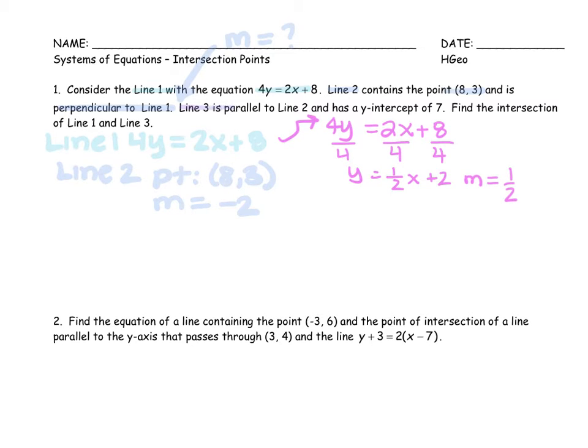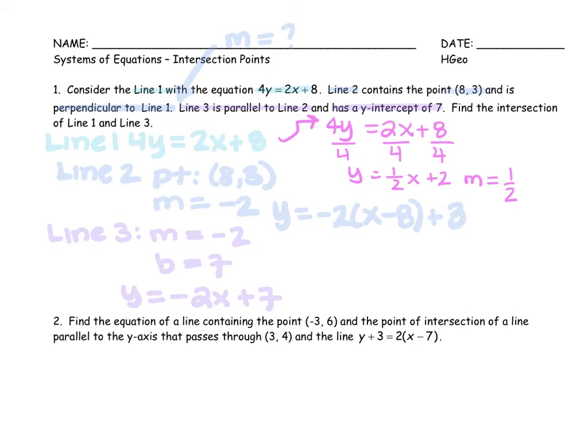Okay, line 3 is parallel to line 2, so that's going to tell me something about the slope. It's parallel to line 2, so it will have the same slope as line 2, and it has a y-intercept of 7. So I can write the equation of line 3 in slope-intercept form: y equals -2x plus 7. And I just realized I forgot to write the equation of line 2. Since I have a point and a slope, I'm going to use point-slope form. So y equals -2 times (x minus 8), the opposite of the x-coordinate, plus 3, true to the y-coordinate. Okay, so now I've taken the information in the problem and broken down what I have.